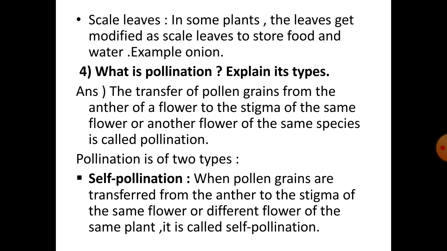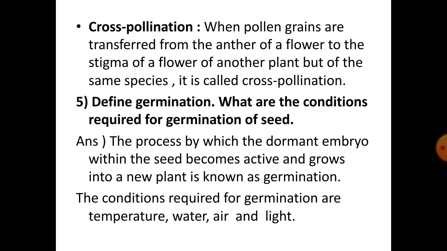Self-pollination. When pollen grains are transferred from the anther to the stigma of the same flower or a different flower of the same plant, it is called self-pollination. Cross-pollination. When pollen grains are transferred from the anther of a flower to the stigma of a flower of another plant but of the same species, it is called cross-pollination.